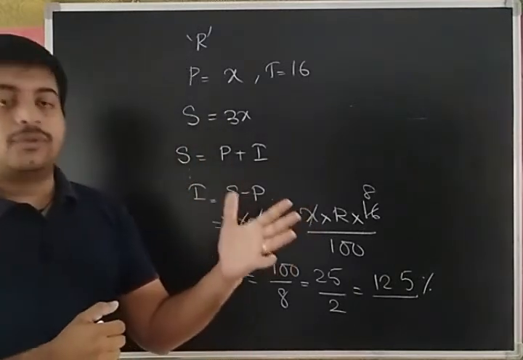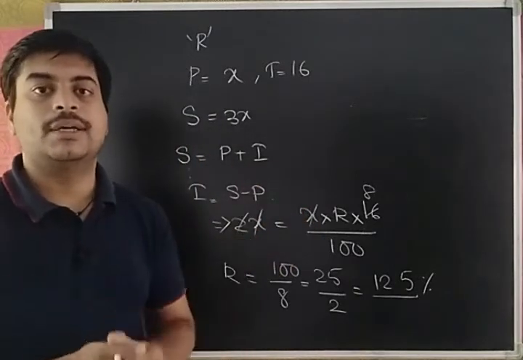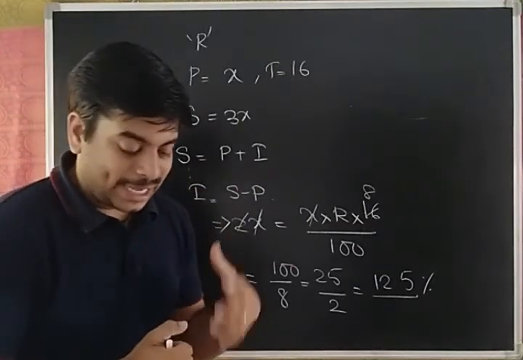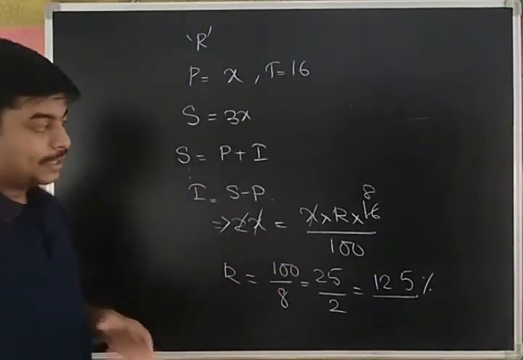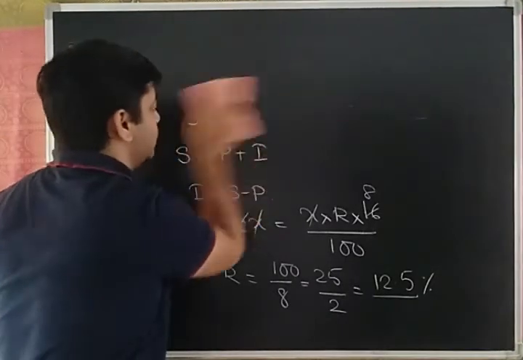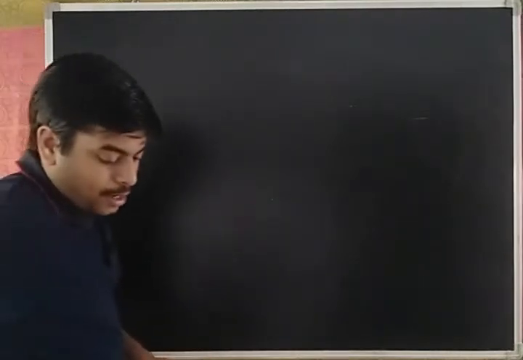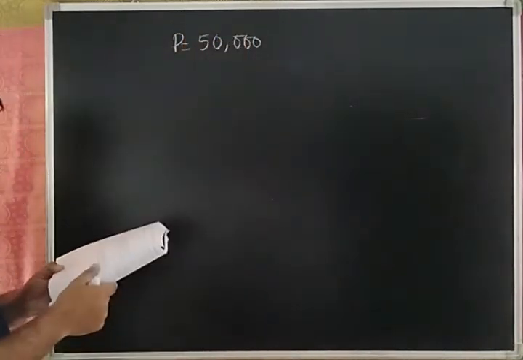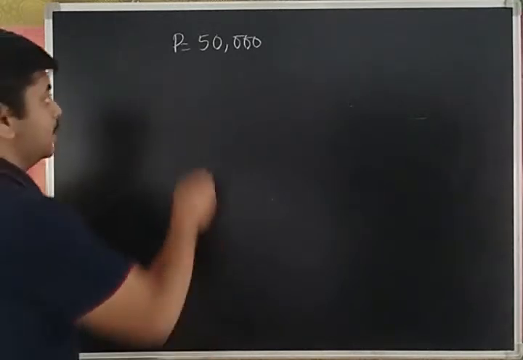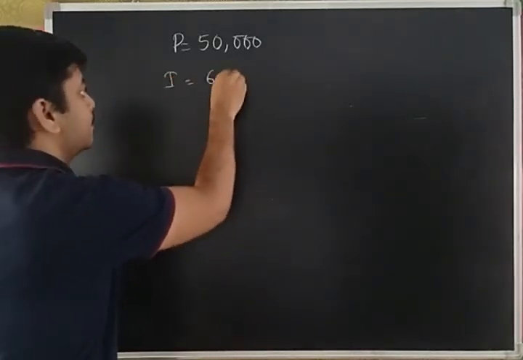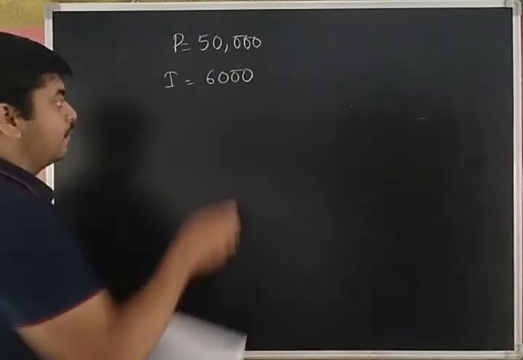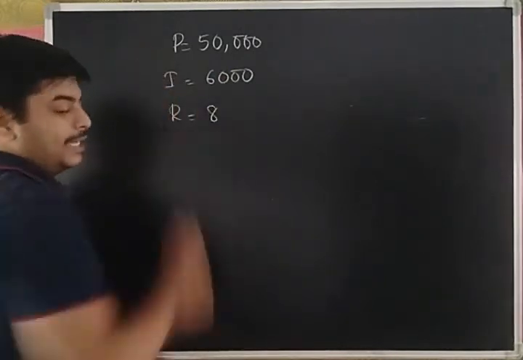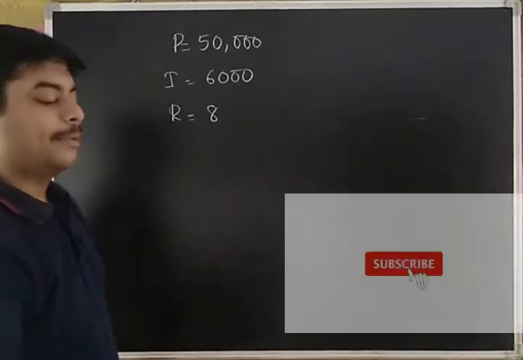Find the time required for, in this question, time is not given. We need to find time. Find the time required for 50,000 rupees. The principal is 50,000 to yield 6,000 in simple interest. That means interest is given as 6,000 at a rate of 8%. What was missing here? Time period. We need to find the time.